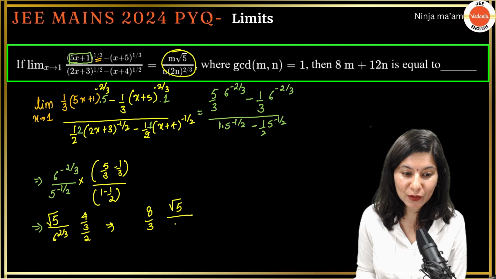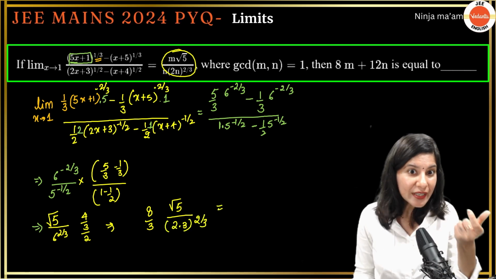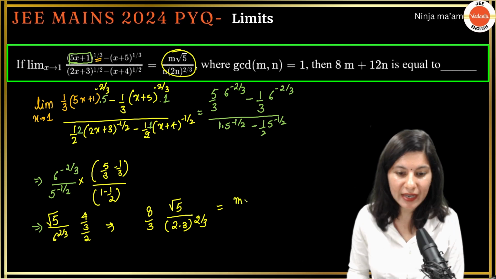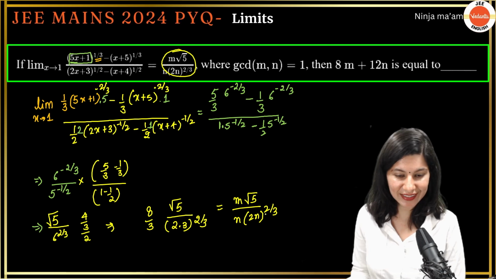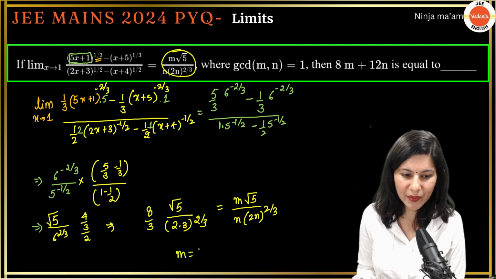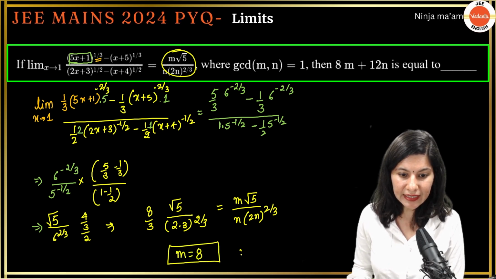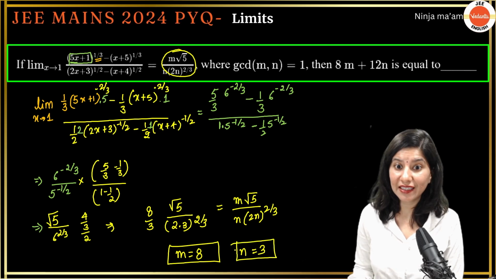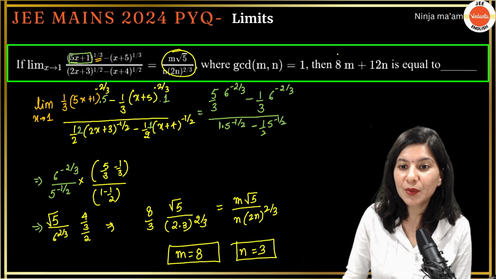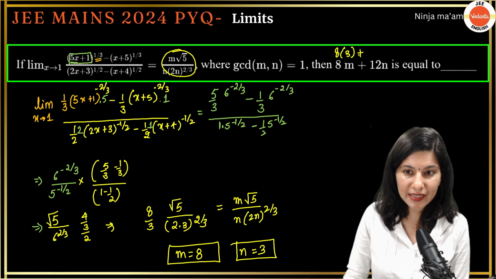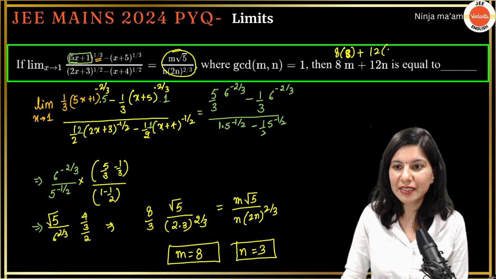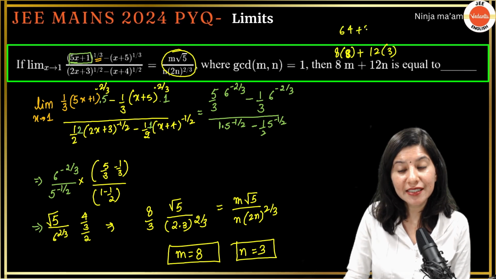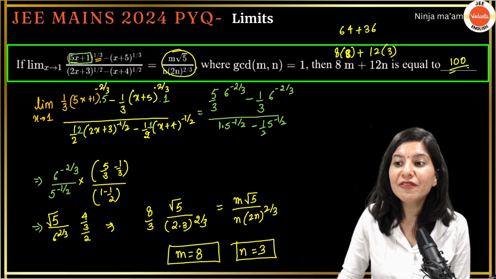Now 6 raised to power 2 by 3 is 2 multiply 3 raised to power 2 by 3. So now it is very clear, easier to compare as well. m root 5 upon n times 2 raised to power 2 by 3, correct? So m is clearly, if I compare, 8, and n is clearly 3. 8 comma 3 is the value, so 8 multiply 8 because m is 8, plus 12 multiply 3. 64 plus 36 is going to give you a perfect 100.